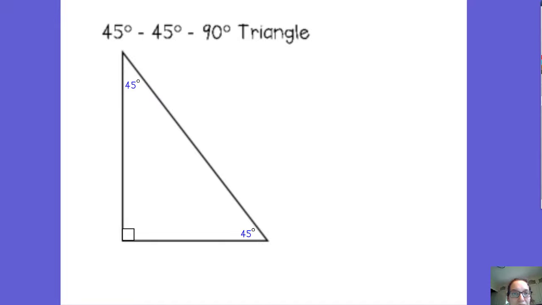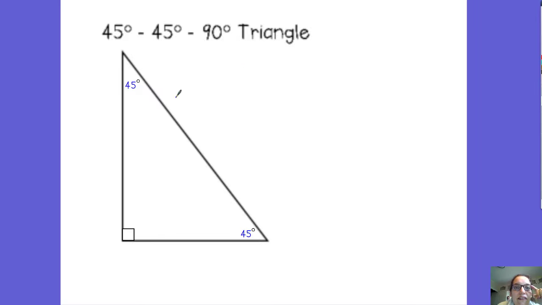Today we're going to learn about a special type of right triangle, the 45, 45, 90 triangle. So this triangle and then the second special right triangle that we're going to learn about will be hugely important for the rest of your math career. So they'll really play a role in pre-cal and calculus. So this is one of the concepts from geometry that will be essential moving forward in your math career.